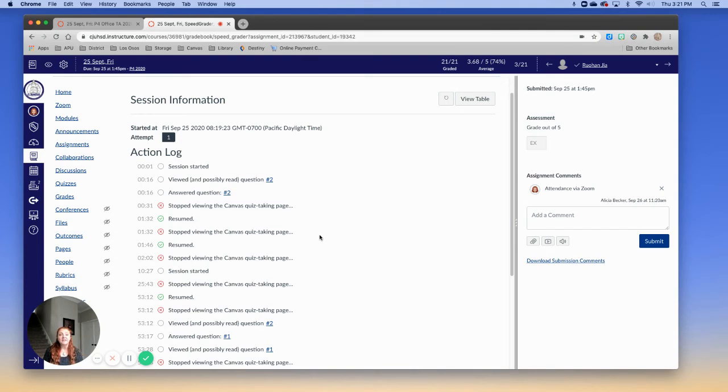Or if you have a kid that you know got a really low score, but then you look at the length of time they spent on a quiz and they spent a whole 90 seconds taking the quiz, then you can call them out on that.